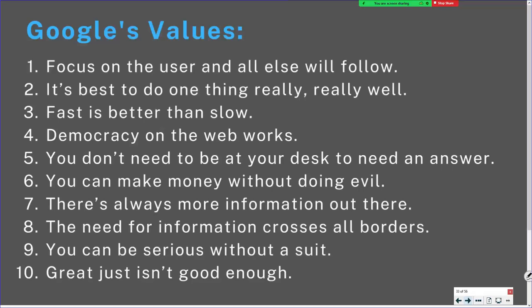These are Google's values. They focus on the user. Focus on the user and all else will follow. It's best to do one thing really, really well. It's kind of ironic because Google does everything. Fast is better than slow. Democracy on the web works. You don't need to be at your desk to need an answer. You can make money without doing evil. There's always more information out there. The need for information crosses all borders. You can be serious without a suit, and great isn't good enough. Great just isn't good enough.